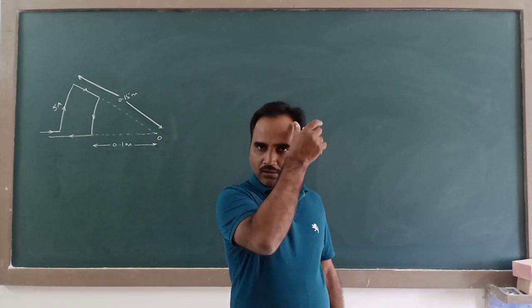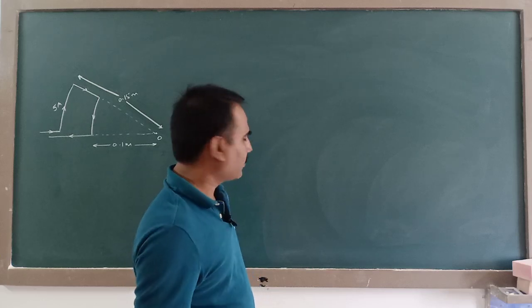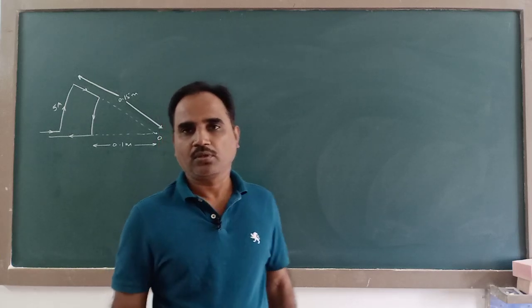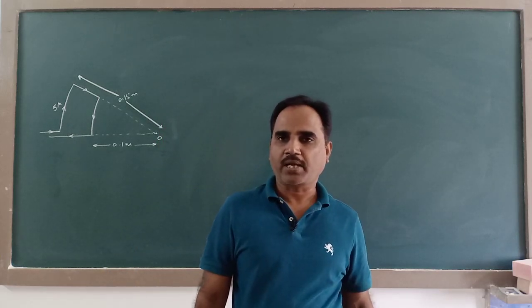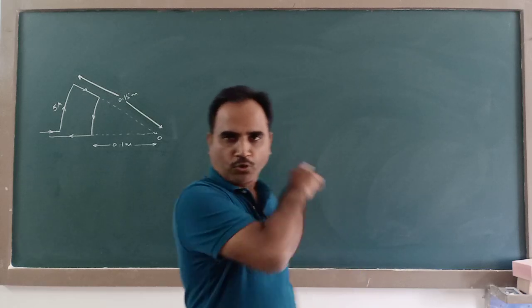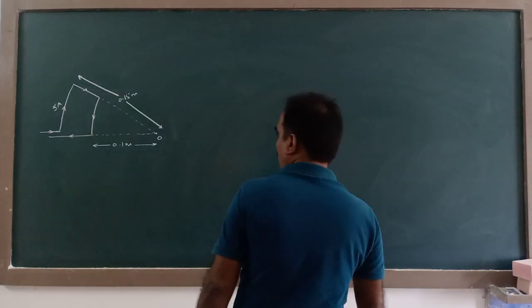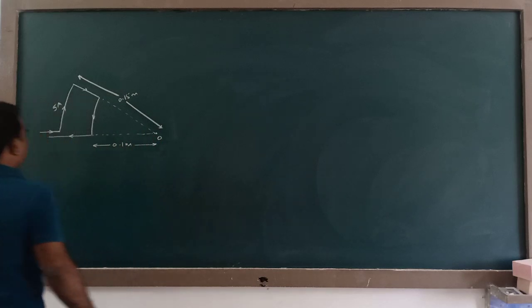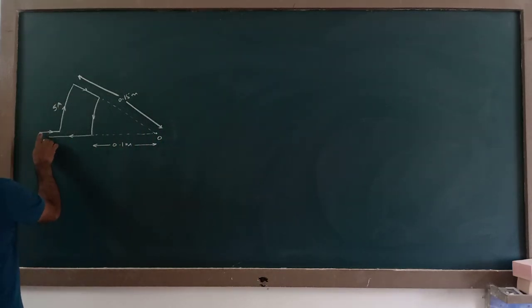Dear students, in the previous class we were solving numerical problems in moving charges and magnetism. I told you to solve this problem. There is a conductor in which current enters and passes along this path and leaves here. Due to the current in this conductor, you are asked to find the magnetic field here.